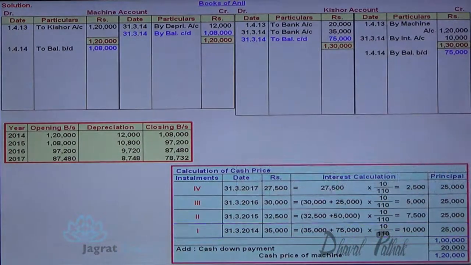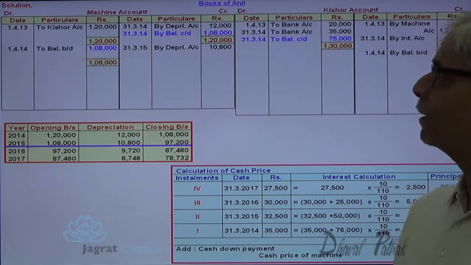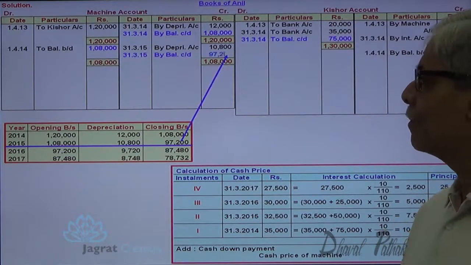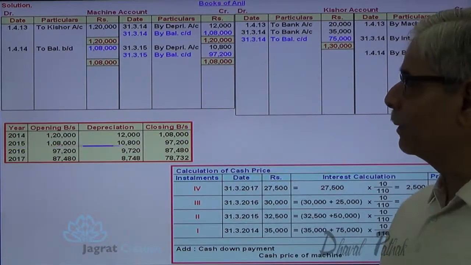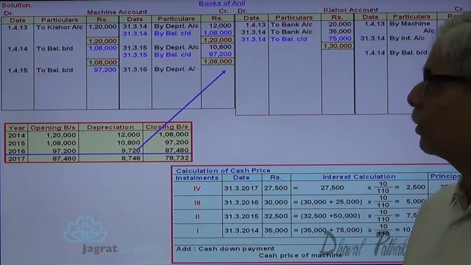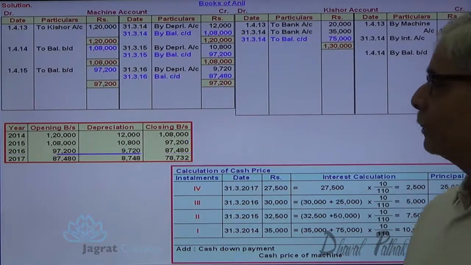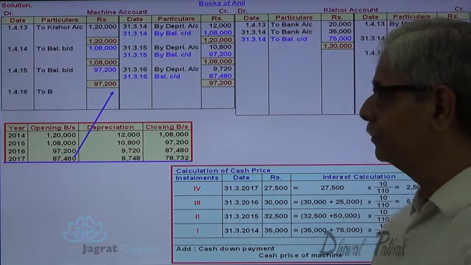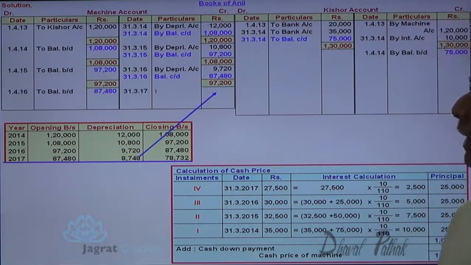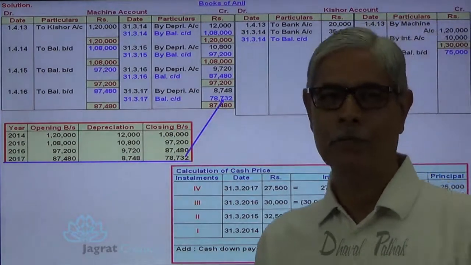So, look at it. Depreciation account debit to machinery account credit. Find the closing balance. That becomes opening balance for the next year. Once again, depreciation account debit to machinery account credit. Find the closing balance. That becomes opening balance for the next year. Depreciation account debit to machinery account credit. Find the closing balance. This is how machinery account gets concluded in examination.